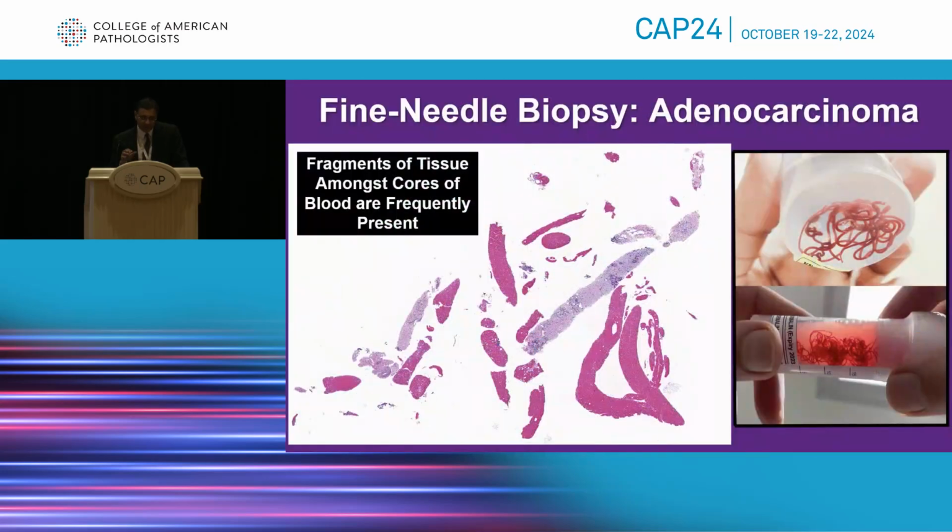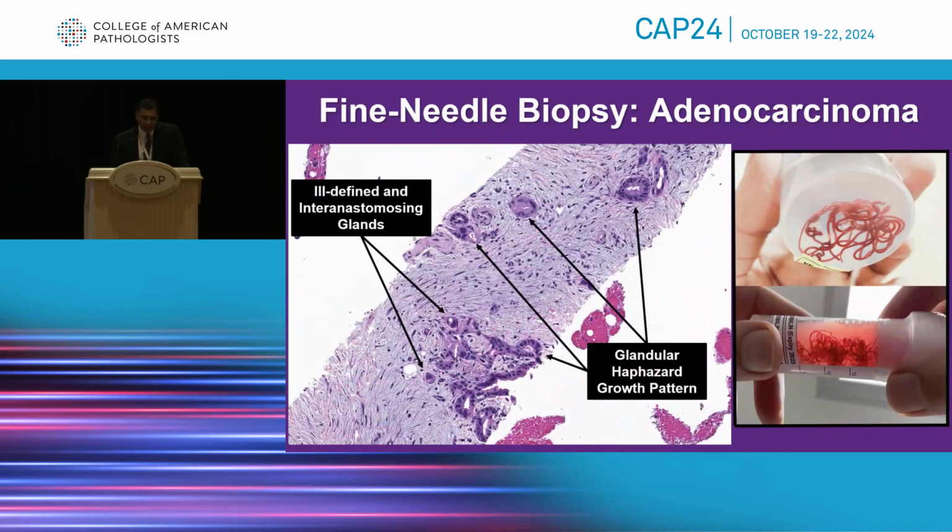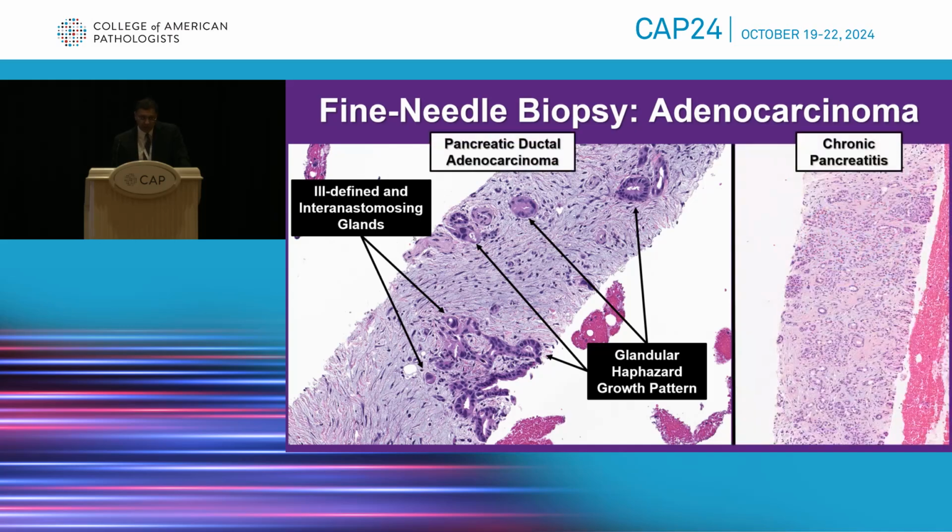But a different set of rules are followed when evaluating pancreatic FNBs or fine needle biopsies. For example, you have to appreciate not only the architecture, but the growth pattern itself within the parenchyma. Many times it can show ill-defined and interanastomosing glands, which contrasts that of reactive pancreatic ducts seen in the setting of chronic pancreatitis on the right. Typical differences between ducts seen in adenocarcinoma versus chronic pancreatitis are the ducts in the pancreatitis have clearly defined and wide open lumina with an absence of luminal debris.